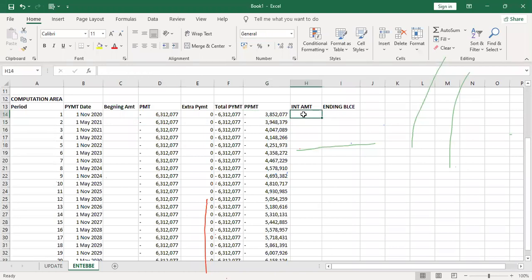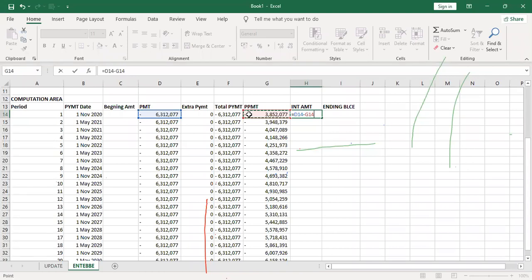So for interest amount, press the cursor below interest amount. Press equals, PMT, minus PPMT. Interest amount equals PMT minus PPMT. And then you press enter.